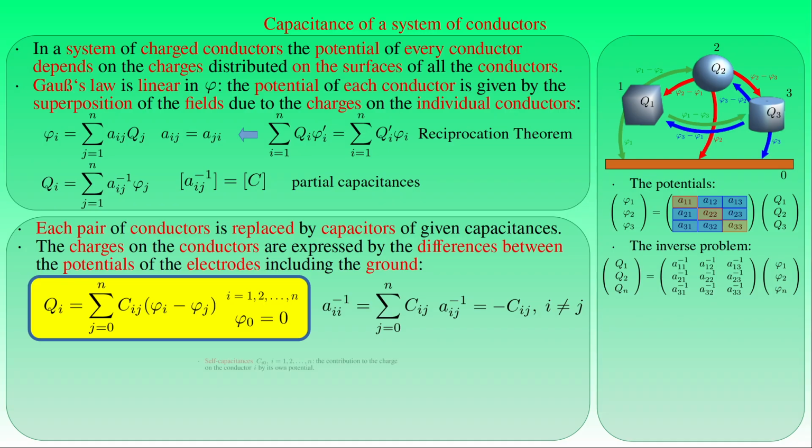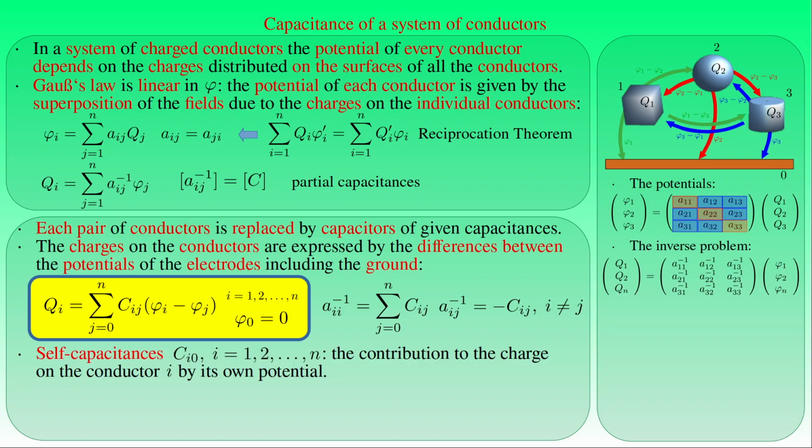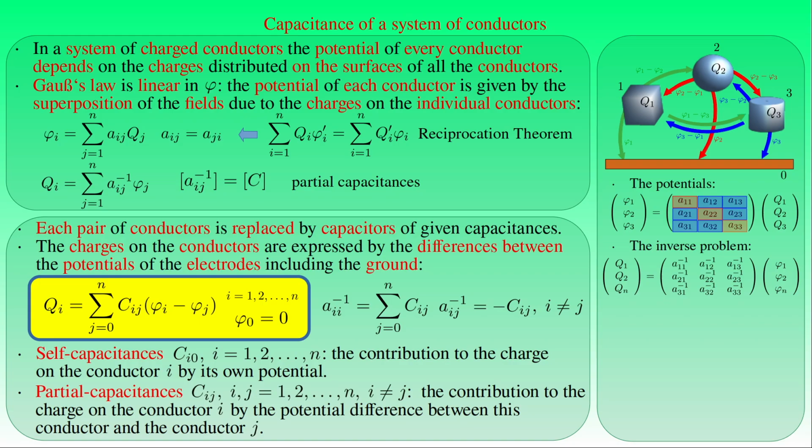Again, the diagonal elements of the capacitance matrix correspond to the contribution to the charge q sub i on the conductor i caused by its own potential phi i, providing the self-capacitance of the conductor. The coefficients C sub ij, where i and j are different, represent the contribution to the charge on conductor i caused by the potential difference between this conductor and the conductor j. This contribution is equivalent to the capacitance of the capacitor formed by the electrodes i and j, and these coefficients are called partial capacitances. In the example we have three equations expressing the charges Q1, Q2 and Q3 in terms of the potential differences, which we can interpret as follows.